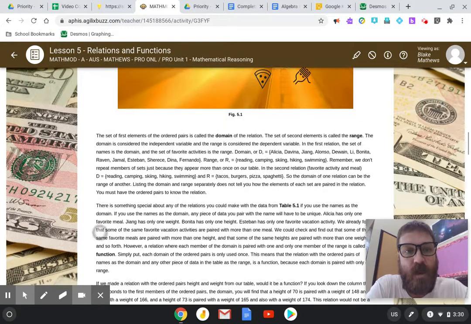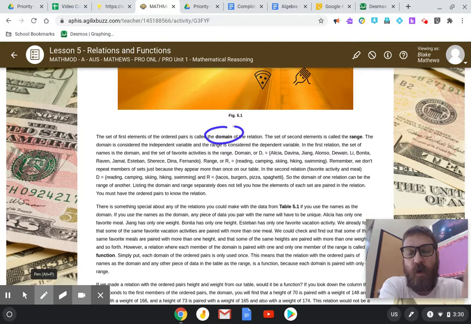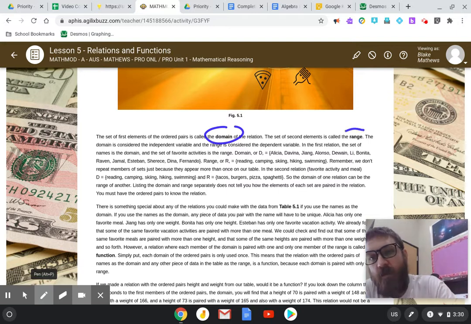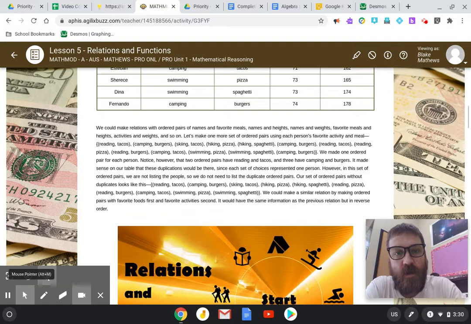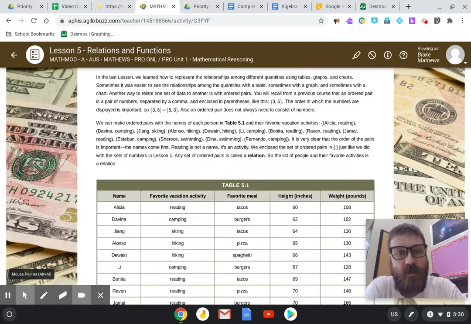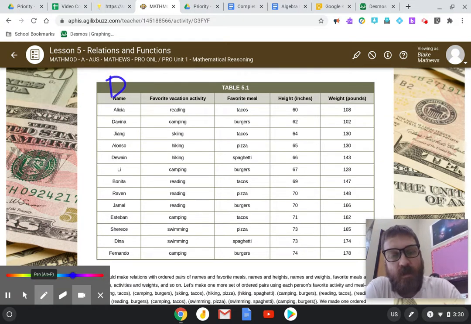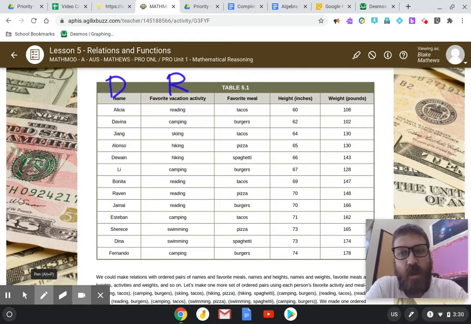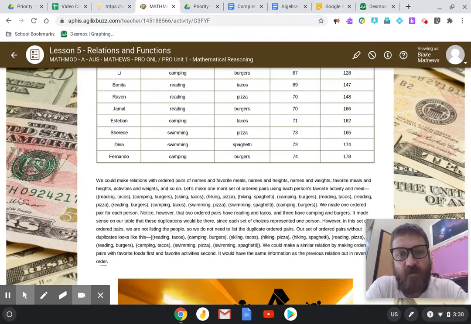That first value of a relation we call the domain. So the domain is the first part of any set, and the range is the second part of that set. So going back to this example they gave us up here, Davina would be the domain, and camping would be the range of this value. So you can see the names of these people are going to be the domain, and the activity is going to be the range. So your domain and range could be anything, but when we list them, the first is the domain, the second is the range.